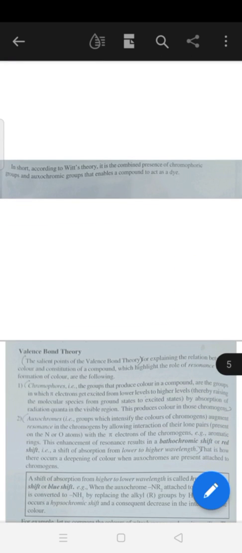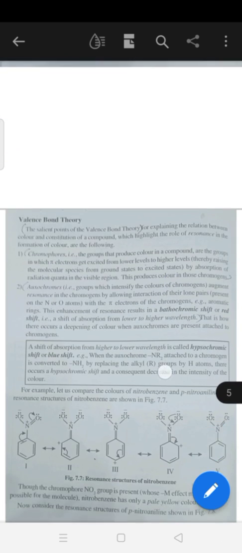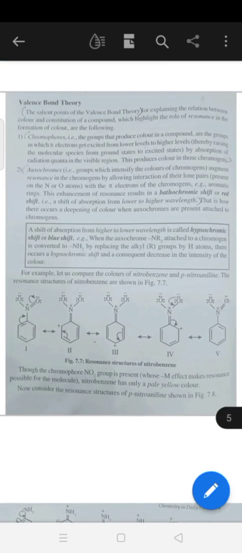According to Witt's theory, it is the combined presence of chromophoric groups and oxochromic groups that enables a compound to act as a dye. Next theory is valence bond theory. Salient features. Chromophores, that is, the groups that produce color in a compound, are the groups in which pi electrons get excited from lower levels to higher levels by absorption of radiation quanta in the visible region.